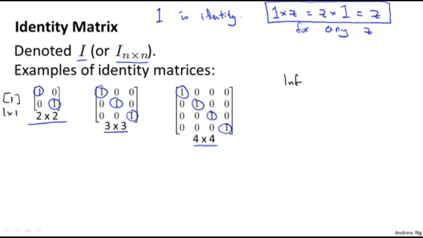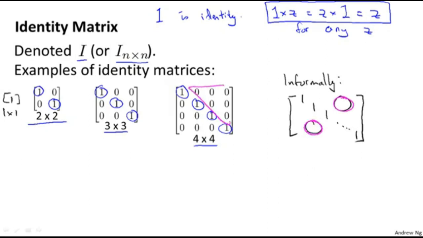Informally, when I or others are being sloppy, very often we'll write the identity matrix using the following notation. We draw square brackets, write 1, 1, 1, dot, dot, dot, 1, and then somewhat sloppily write a bunch of zeros there. The big 0 and this big 0 are meant to denote that this matrix is 0 everywhere except for the diagonal. So this is just how I might sloppily write the identity matrix.